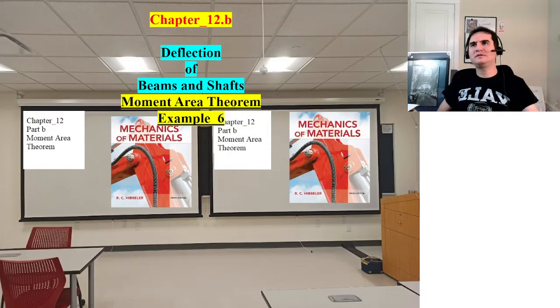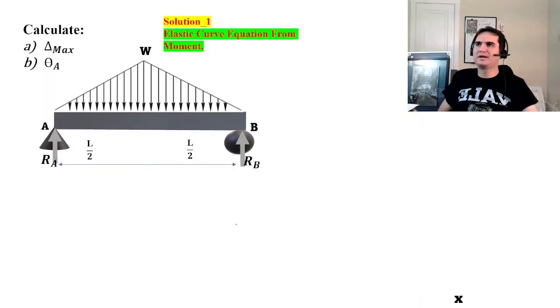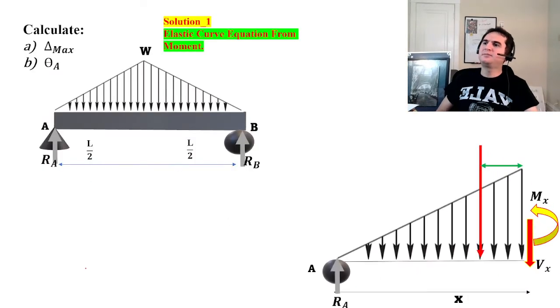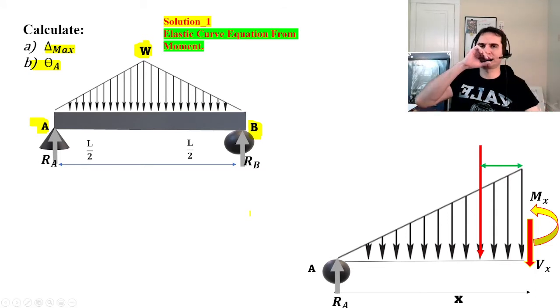Chapter 12, deflection of beams and shafts, part B, moment-area theorem, example number 6. In this example, we want to calculate the delta maximum and also the theta at A for a simply supported beam AB with a distributed load of two triangles, with the maximum value of W.